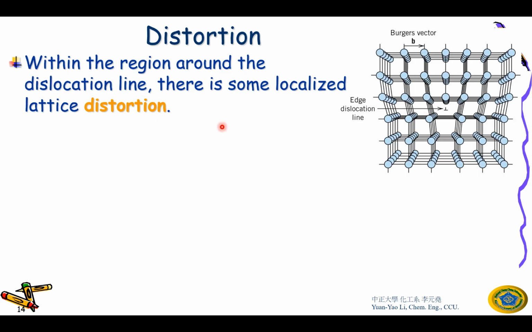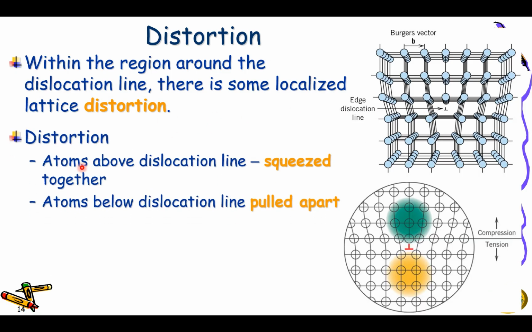The distortion is that the atoms above this dislocation line squeeze together. They are very, very close. But here they pull apart, right? The atoms below the dislocation line are pulled apart, because your extra plane is squeezed together.